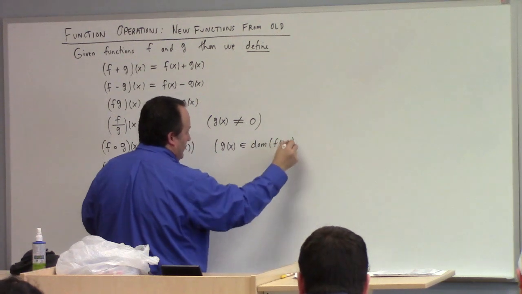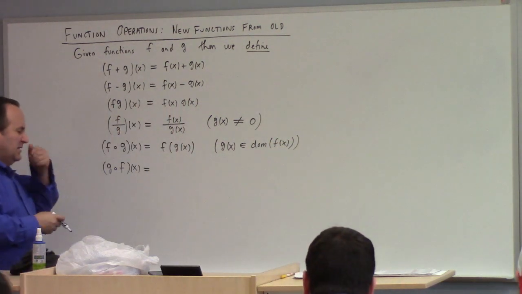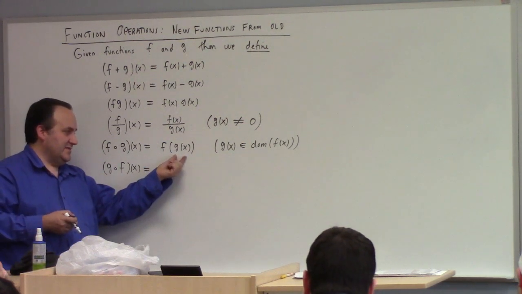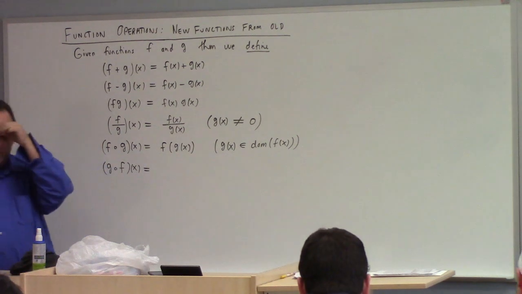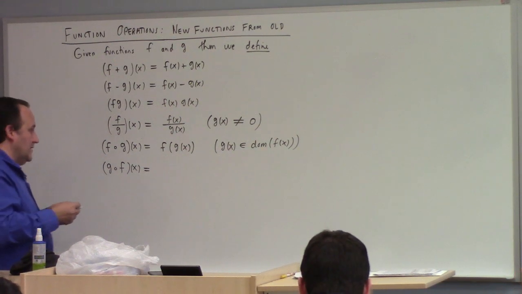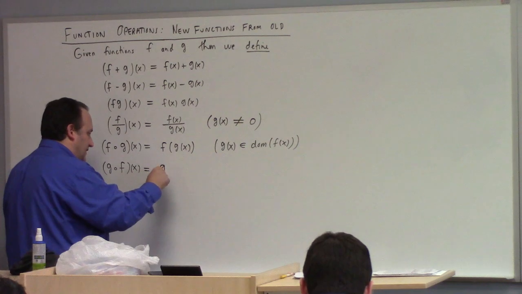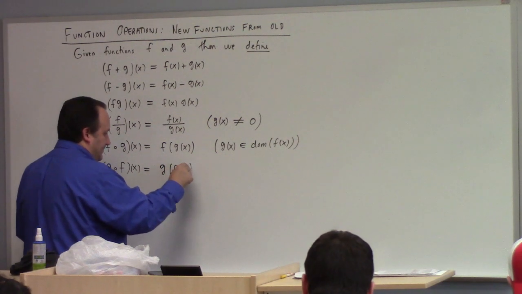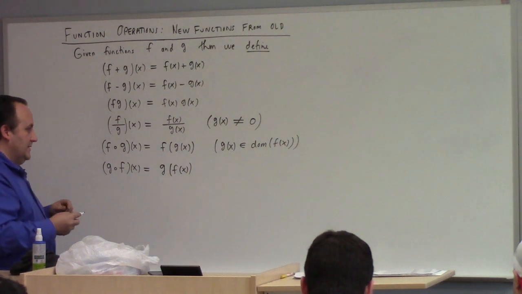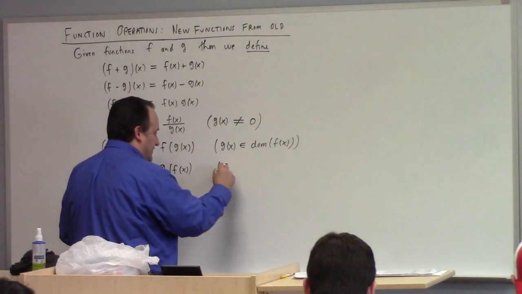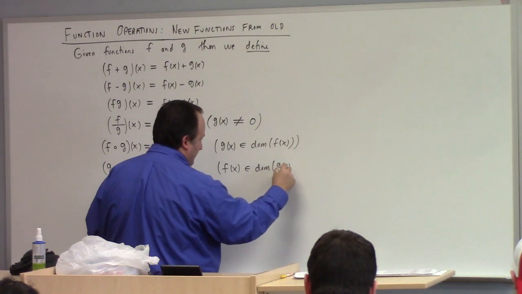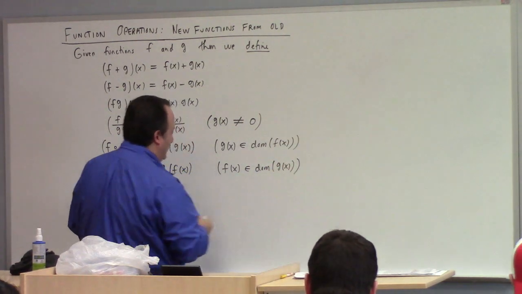We do need, in order to make this make sense, the value g of x to actually be in the domain of f. And last but not least here, g of f of x, g composed with f, is g of f of x. And here, for this to make sense, we need that f of x is an element of the domain of g. All right, so that's the fine print there.